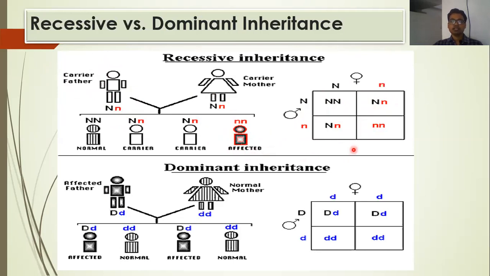When the recessive alleles are present in the homozygous condition, then the character is expressed and these persons become affected. Now, for dominant inheritance, if we cross an affected father with a normal mother, here capital D is the affected allele. In the heterozygous condition, the character is affected, whereas in the homozygous recessive condition the character is normal. So these two are the recessive versus dominant inheritance. With this example, I think we have cleared our concept about recessive and dominant inheritance.